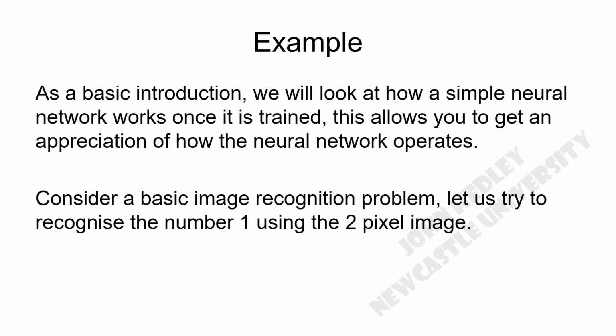Let's see an example of how a neural network functions in practice. We will consider a very simple image recognition problem. Note that this is extremely simple but allows you to get an idea on how the mathematical processes are working inside the network. Our problem will consist of an image consisting of 2 pixels, and what we would like to do is recognize if a number 1 has been written.